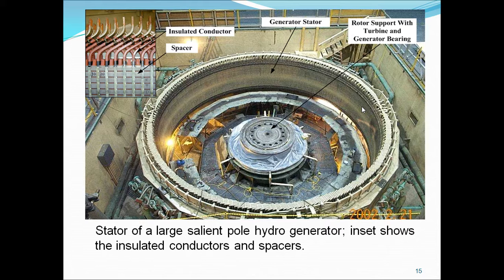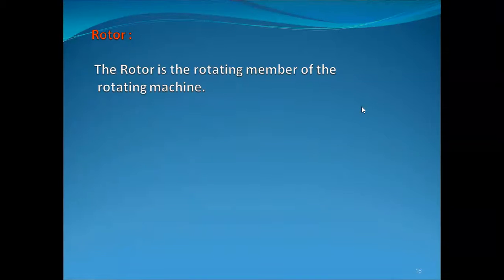These windings are made with insulated copper or aluminum. So that is the purpose of the stator, and it contains the stator frame, stator core and the stator winding as shown in the figure. Next one is rotor. What is rotor? Very good, your guess is right. The rotating part of the machine is called rotor.